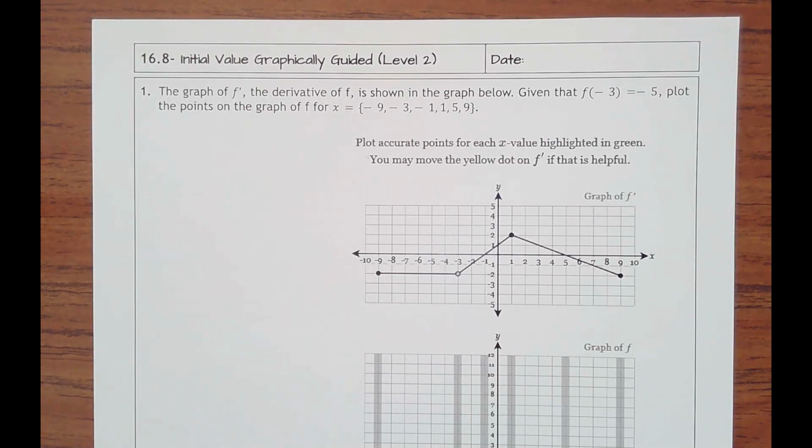Lesson 16.8, initial value graphically. It's guided, and this is level 2. So now, going back over this stuff and kind of reteaching myself all this on Delta Math, I found their videos very confusing. I'm going to simplify this as much as I can in a way that makes sense in my brain.